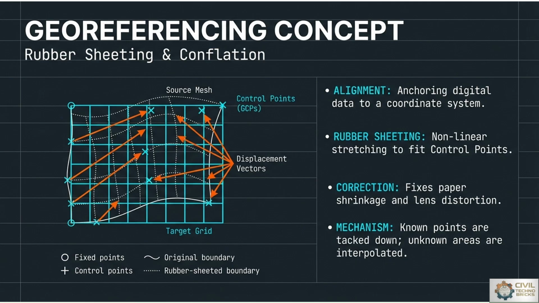And the mechanism or the process shows that known points are taken down and unknown areas are interpolated. So we can take unknown areas also into consideration, so that we can mark the known points for those unknown areas with reference to that georeferencing.